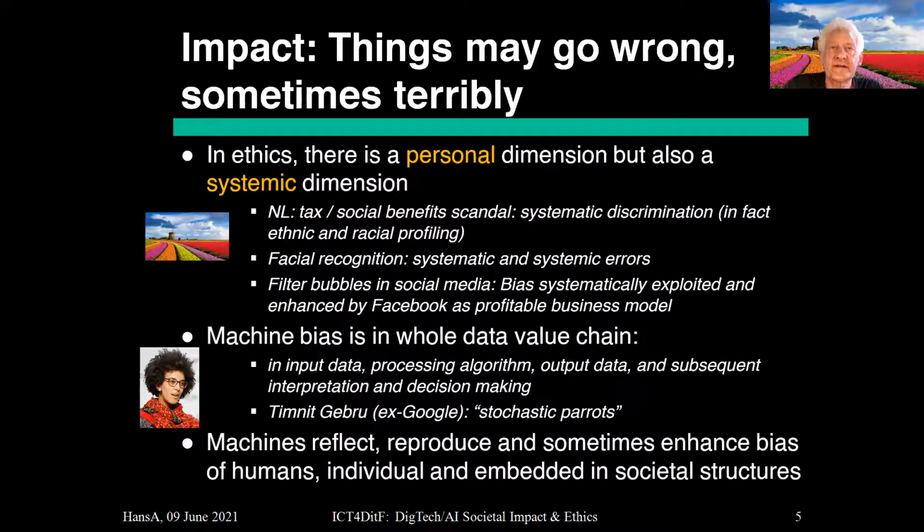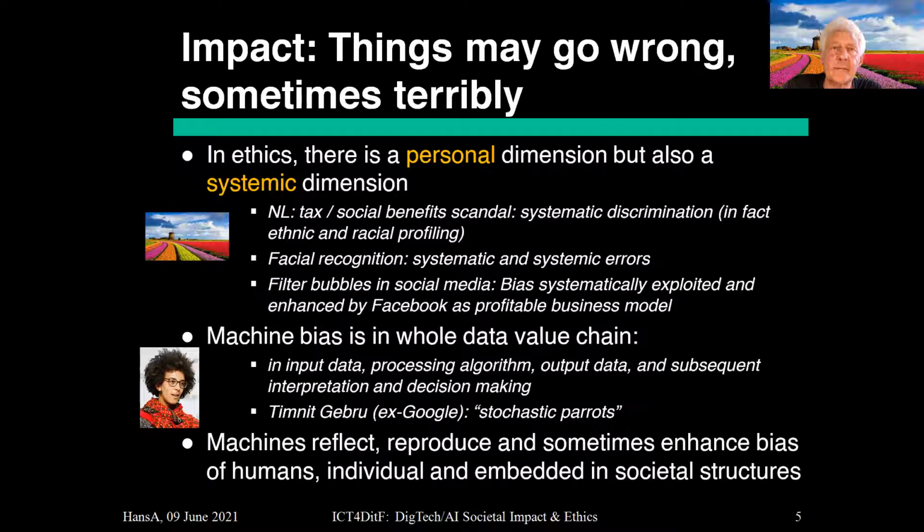So in general, machine bias is in the whole data value chain. So it's not just in the input data, it can be also in the processing algorithm, it can be in the output data, and it can be in what you are going to do with it, for example, in decision making.